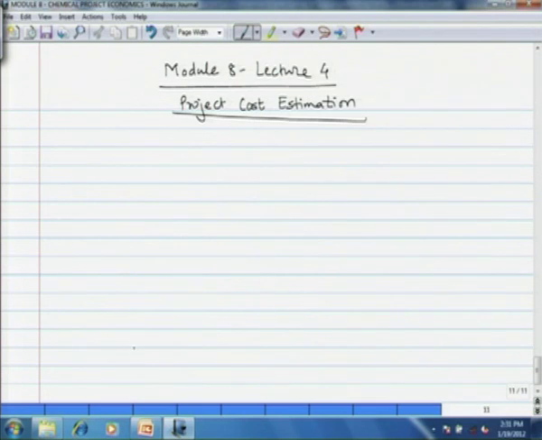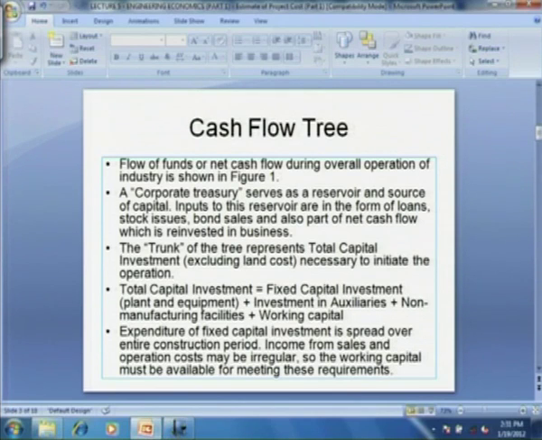So, we have a capital source and also sink. Then the trunk of the tree represents the total capital investment for the business. Now, let us not include the land cost at this moment, so as to have simplicity. Then total capital investment has three components. First, the fixed capital investment, the plant and equipment, then investment in auxiliaries, then non-manufacturing facilities and working capital.